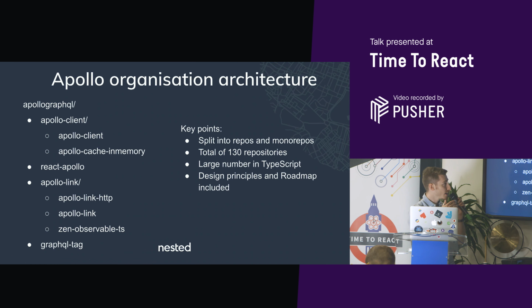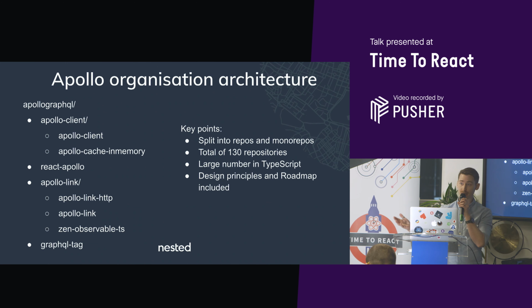So before we get any deeper, just a look at the Apollo organization GitHub architecture. This is just for the components that we're going to be talking about today. So they're split into repositories and mono-repositories. There's about 130, and as you're going to notice today, it's really largely written in TypeScript.